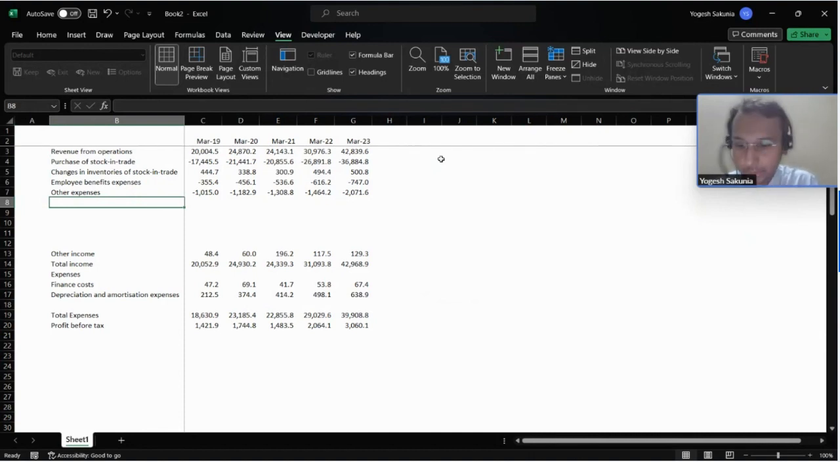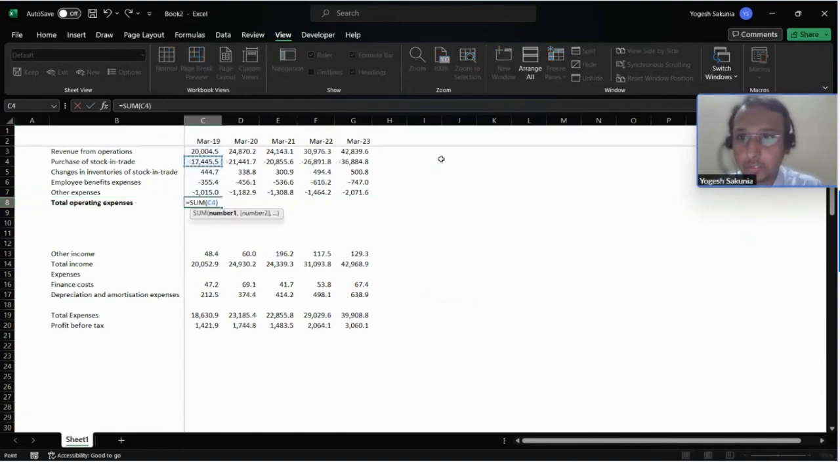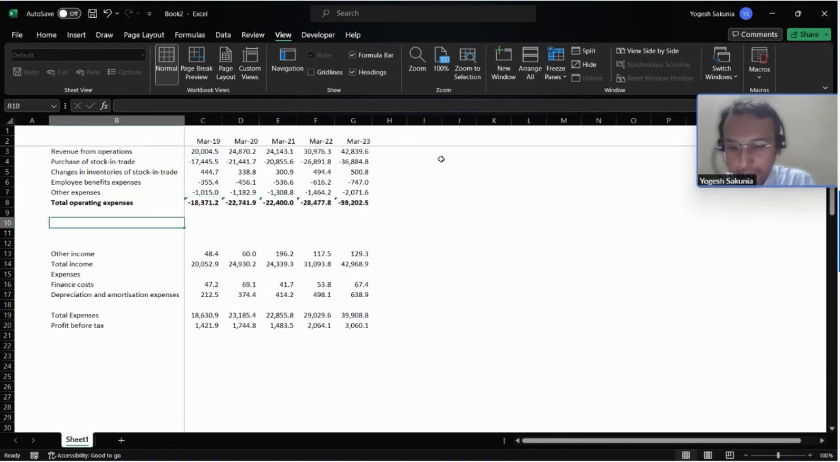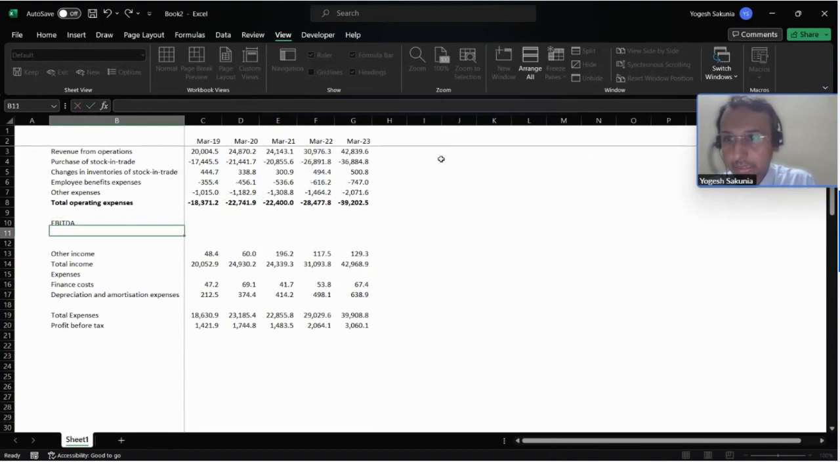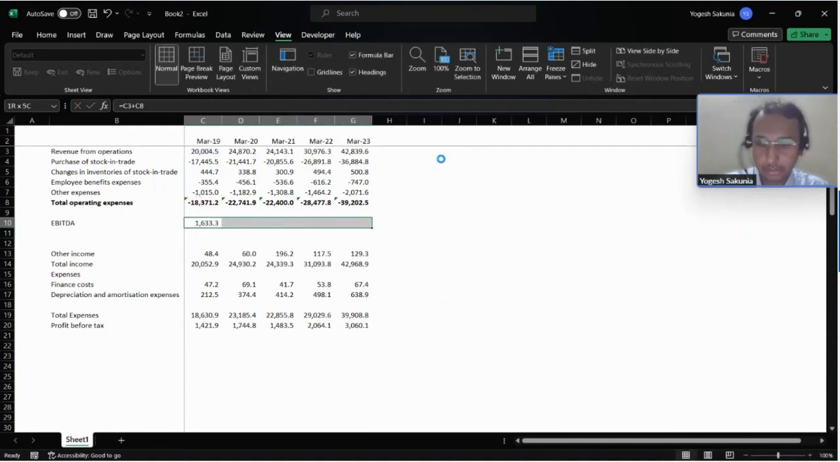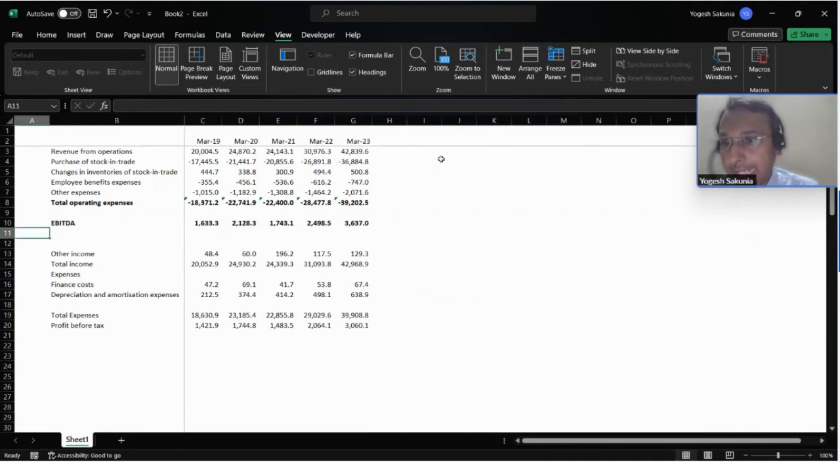We could have a total of expenses. We can just say total operating expenses, right? And that could be just addition of these items. And then you could have EBITDA, which is revenue plus this. Yeah. And we should also go ahead and calculate the EBITDA margin.